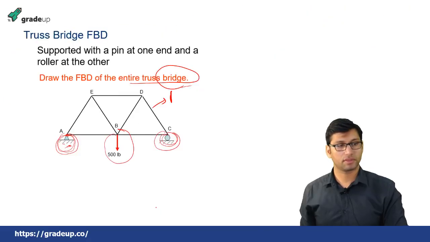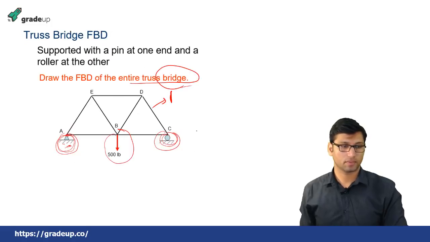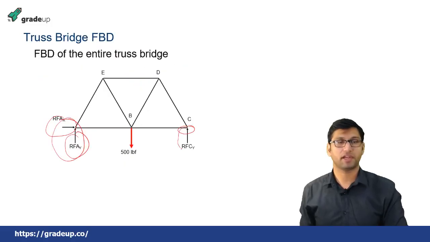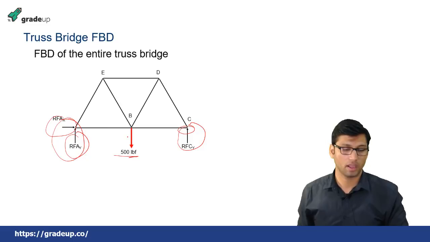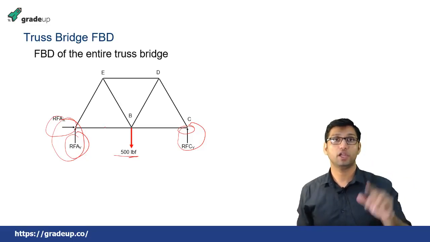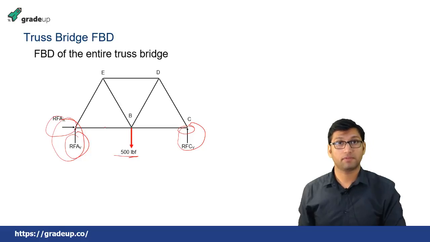So since in this truss this is a pin support, there will be two reactions, one in the horizontal direction, one in the vertical direction. And since this was a roller support, there will be only one reaction. Okay, and there will be a force acting at point B. So this is the free body diagram of a truss. Okay, so this is how we will find the unknown reactions on a given body, and this is nothing but the free body diagram.